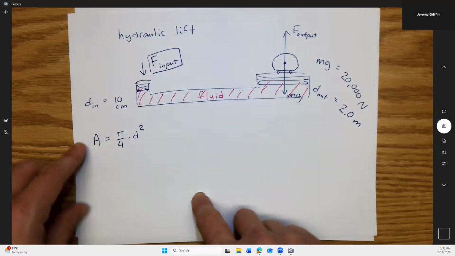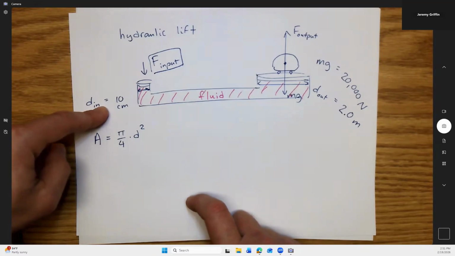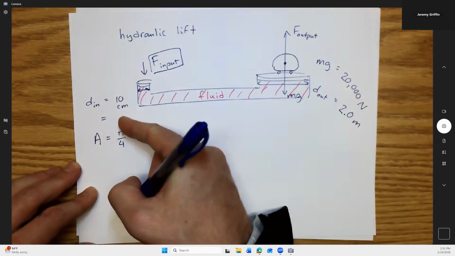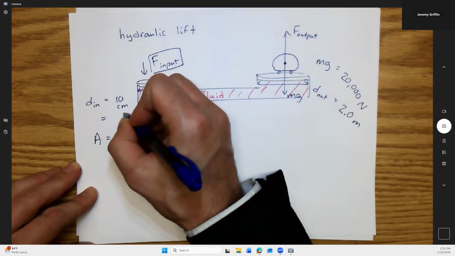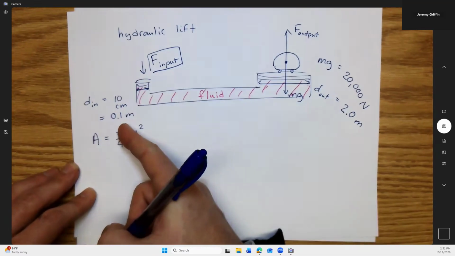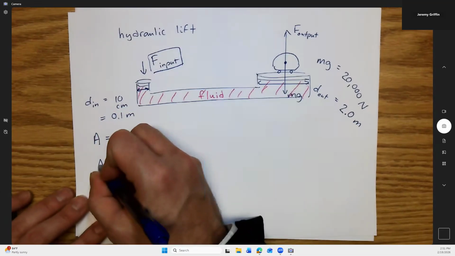Also, guys, should you be plugging centimeter values in your calculator? Probably not. So let's convert this to what? Meters. And what number would that be? 0.1 meters. Yeah, let's use 0.1 meters for the input diameter, and that'll be the number in the calculator. All right, so let's get cross-sectional area.